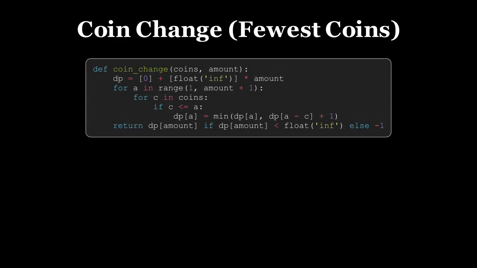Coin change. The fewest coins that make an amount. Build a table where each entry is the best answer for that amount. For every amount, try each coin and keep the smallest count. Each subproblem leans on smaller amounts you've already solved: optimal substructure and overlapping subproblems working together.